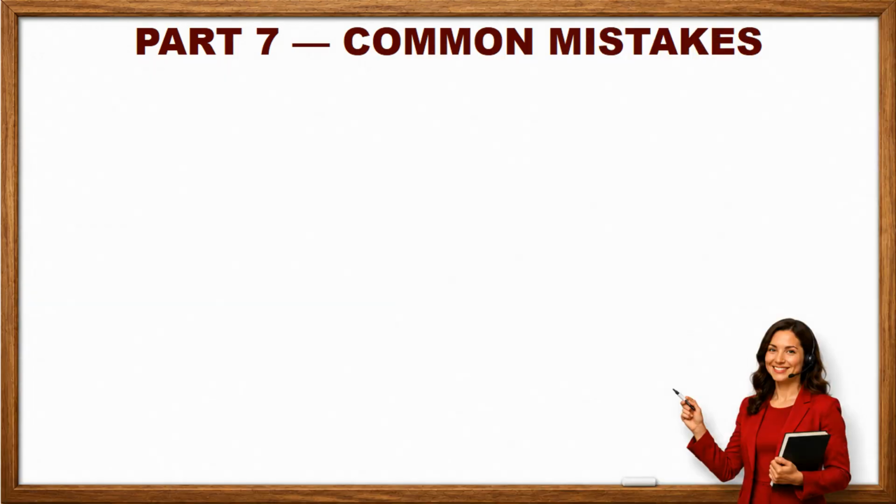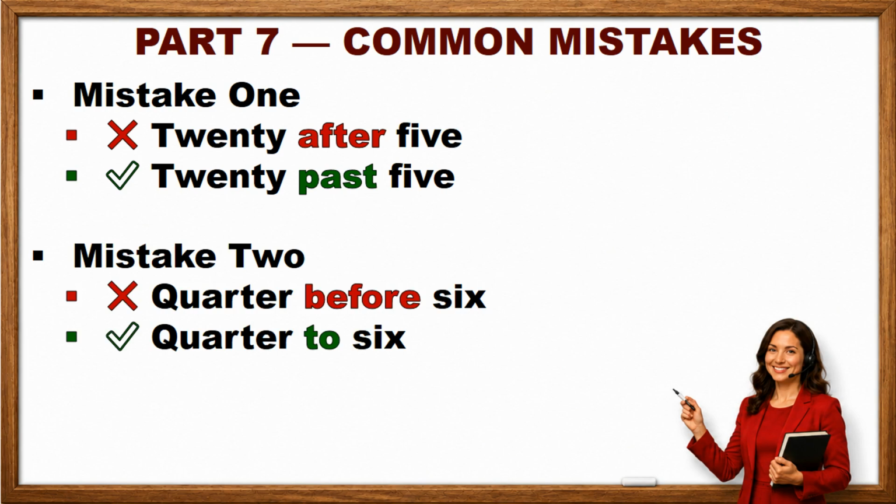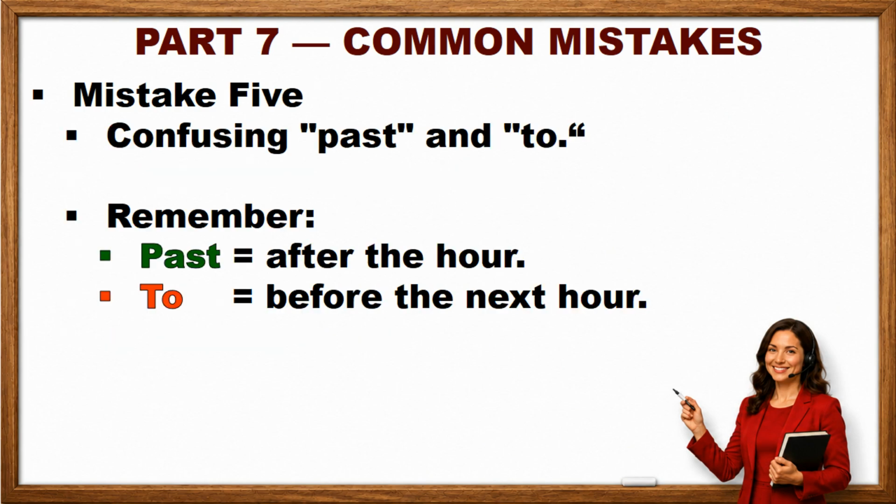Part 7. Common mistakes. Mistake 1. Wrong, 20 after 5. Correct, 20 past 5. Mistake 2. Wrong, quarter before 6. Correct, quarter to 6. Mistake 3. Wrong, half four means 3:30. Correct, half four means 4:30. Mistake 4. Wrong, 5:40 is 20 to 6. Mistake 5. Confusing past and to. Remember. Past equals after the hour. To equals before the next hour.